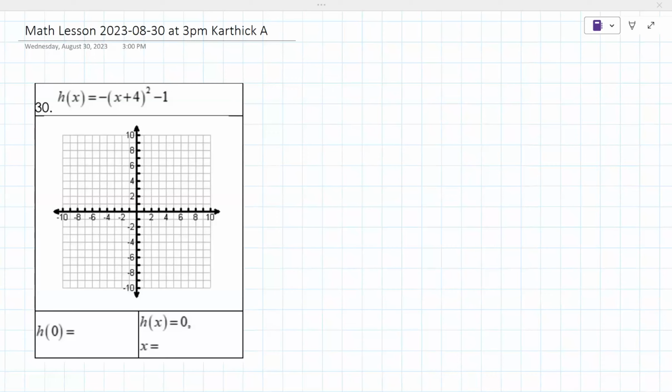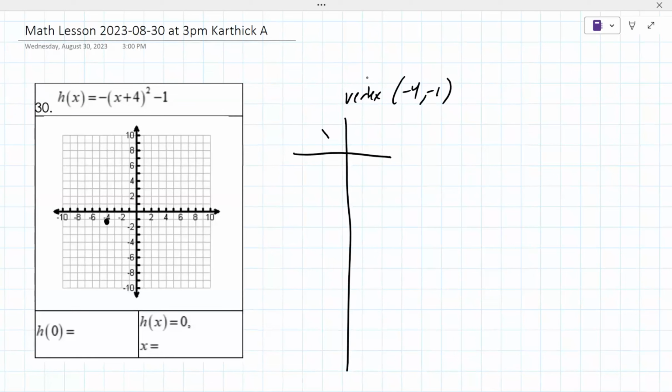First determine the vertex. What is the vertex of this, if you don't mind telling me? That would be -4 comma -1. Yeah, so -4, -1. So we can at least put a dot there. Yeah, we got a dot there. And then we build a table here, X and Y, -4, -1.